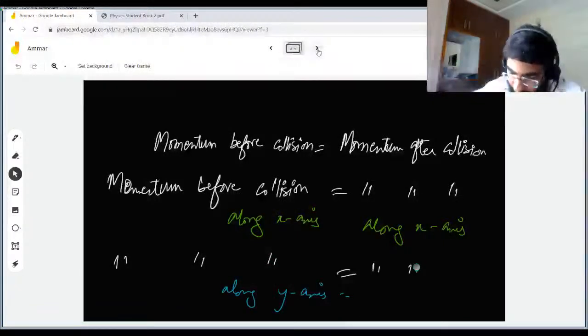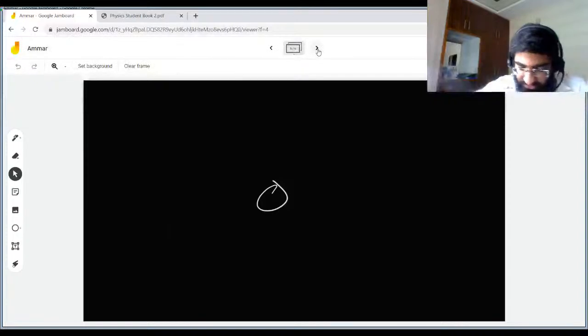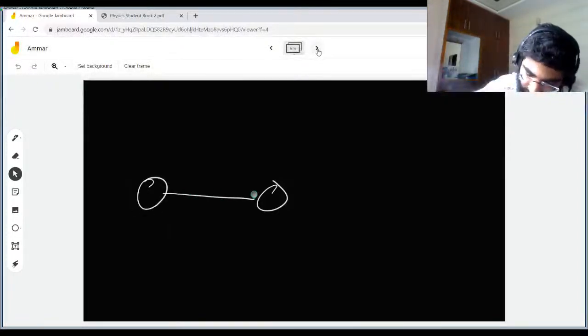Let's assume that we have a stationary body lying over here, and due to the spin of the first body, let's call this M1, and let's call this M2. Let me draw M2 in a different color.